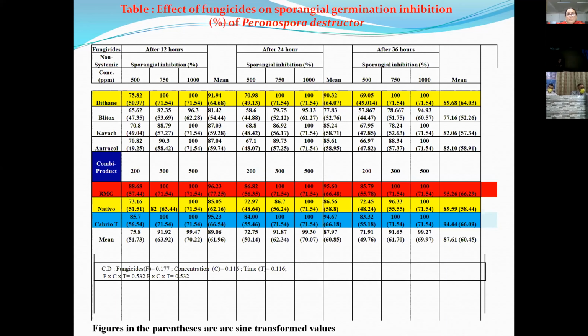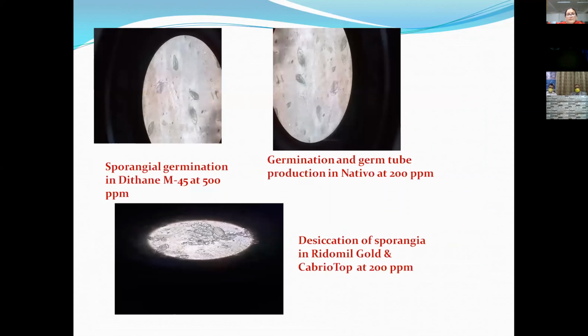And we have seen under laboratory conditions, after 12, 24, and 36 hours, sporangial inhibition was carried out at different concentrations, and percent inhibition was maximum at 500 ppm. Ridomil MZ, Nativo and Cabriotop have given sporangial inhibition up to 88.68%, but at later and higher doses, 100% inhibition was observed. These are some of the pictures where we can see the desiccation of the sporangia in the best treatment.